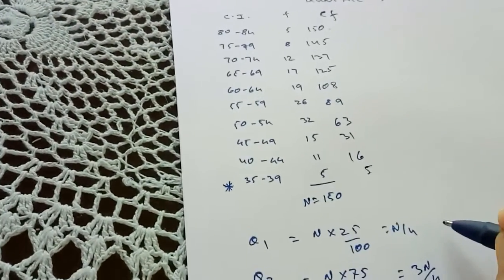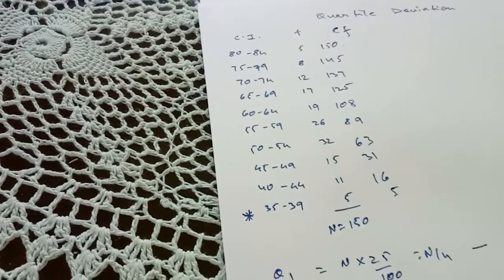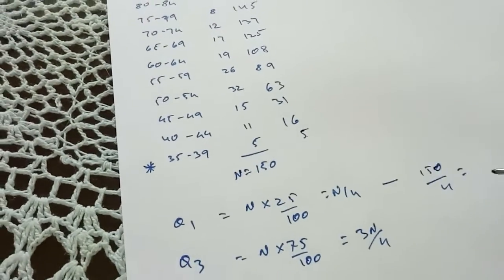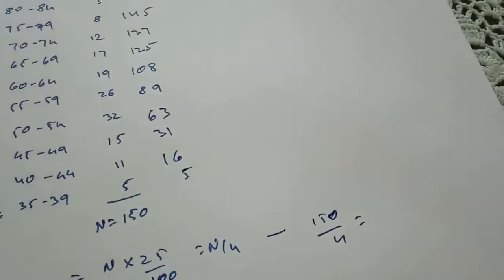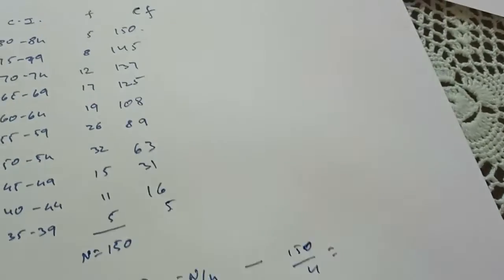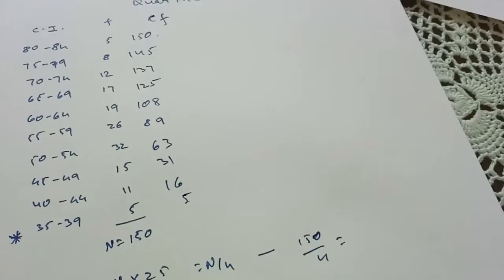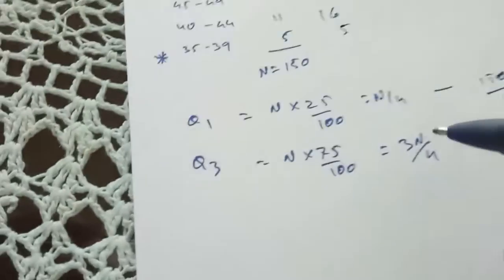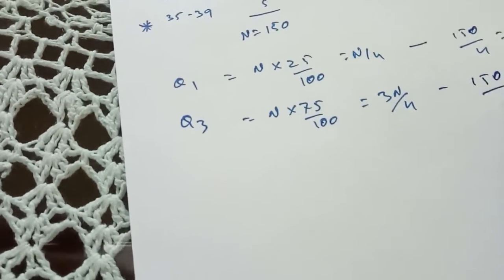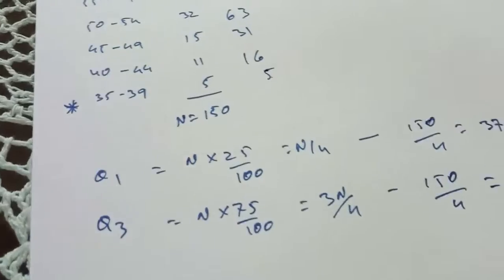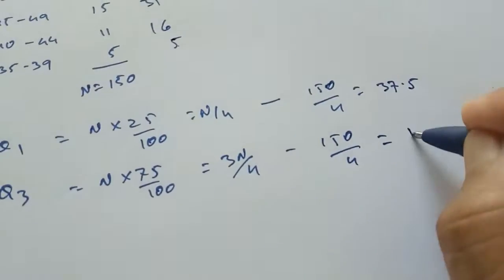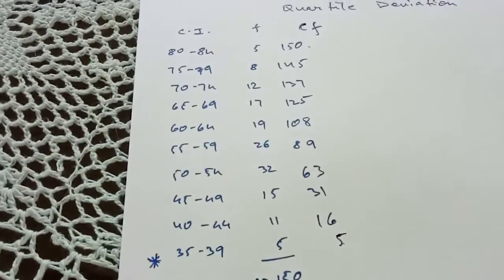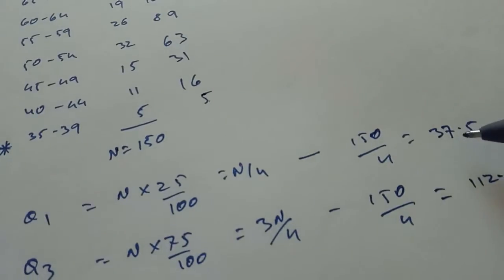Now let's say in this case n is 150, so you have 150 by 4. This is equal to, let me use the calculator here. Just a second. 37.5. Here n is 150, and 3n by 4 would give me 112.5. With these values, we again move back to the cumulative frequencies.